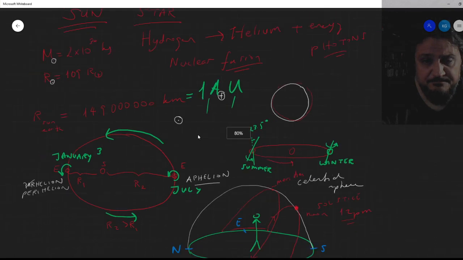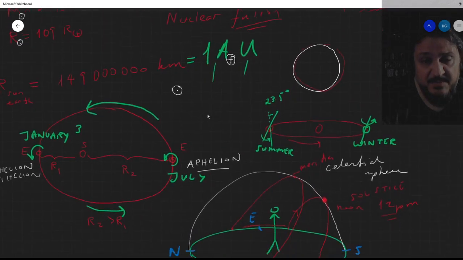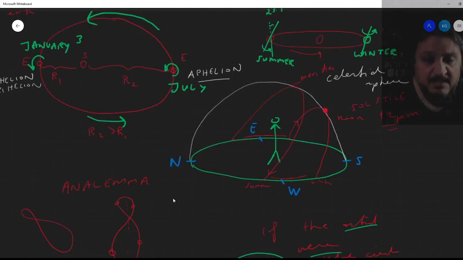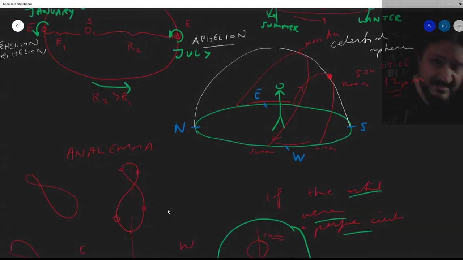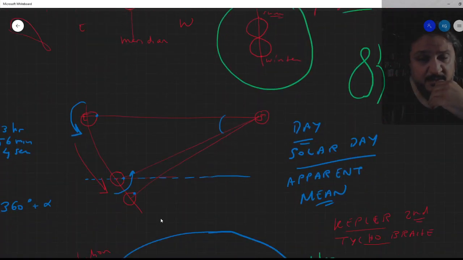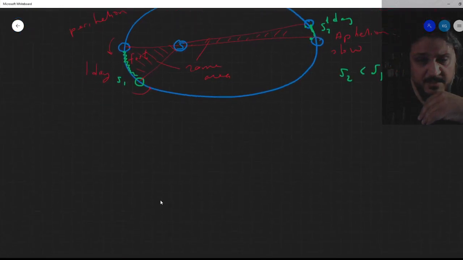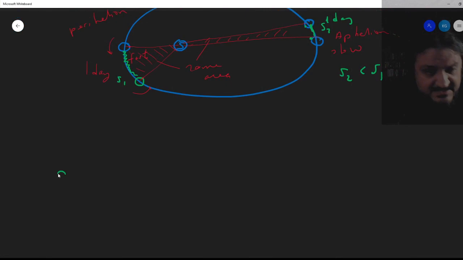Now, but we know that the actual distance between the sun and the Earth is sometimes greater than this number, sometimes less than this number, depending on where we are. Okay? Now, between the Sun and the Earth, we have two more planets. Between the Sun and the Earth, so this is 1 astronomical unit, I said.